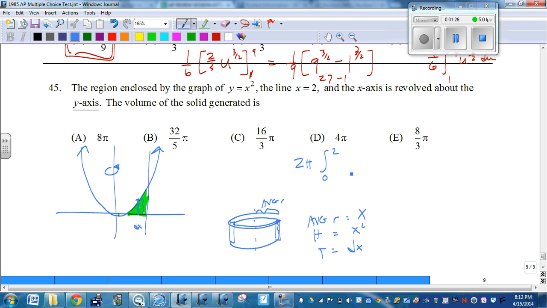So we're going to have 2 pi times x squared, average radius times the height, that is going to be x cubed times dx. So if we do the antiderivative, we get 1/4 x to the 4th. And we're evaluating that from 0 to 2. So I'm going to bring that 1/4 out in front, so we get pi over 2 out in front. And then it's 2 to the 4th minus 0 to the 4th. So 16 times pi over 2, we get 8 pi.